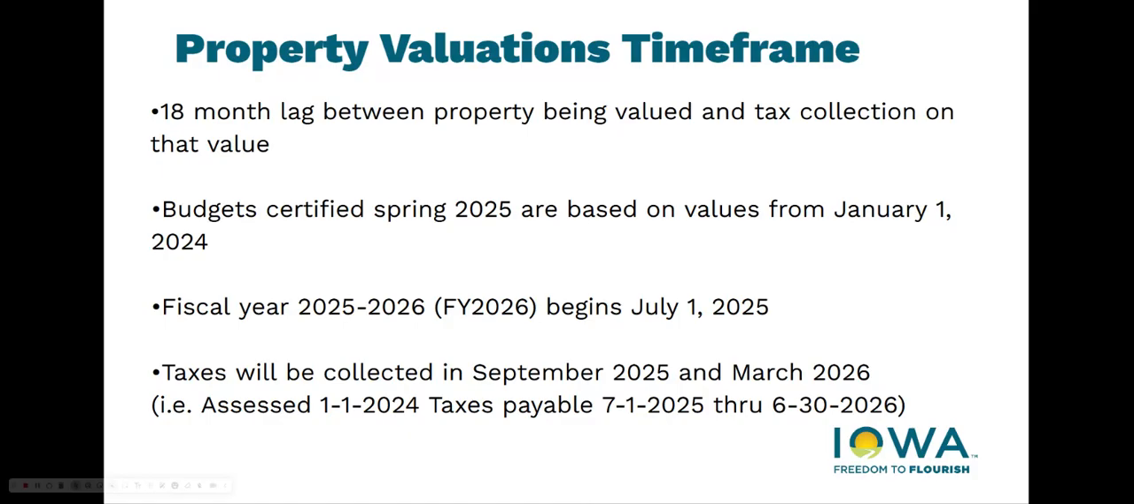They're using the value that is the January 1, 2024 value to apply that tax rate. So property that was assessed back in 2024 is being used to generate property taxes during 2025-26. So again, your local governments will be adopting budgets by April 30th of 2025 for the fiscal year 2026. Taxes will be collected for fiscal year 2026 in September of 2025 and March of 2026.